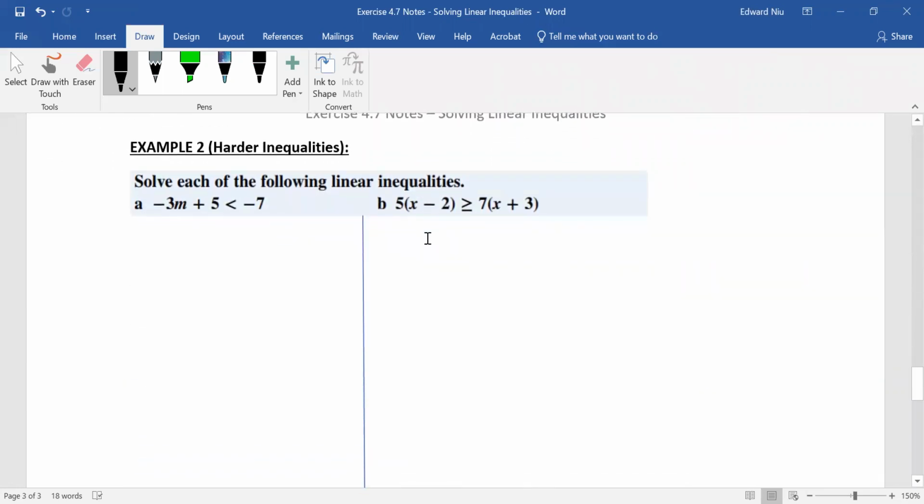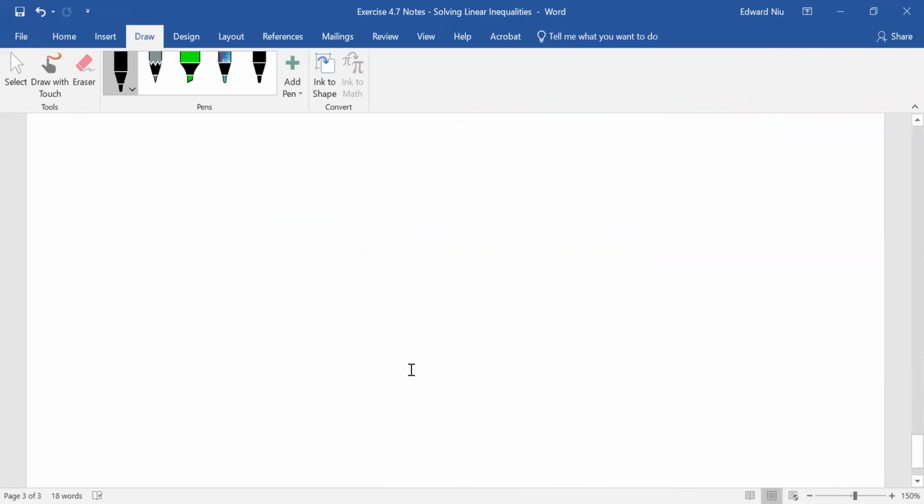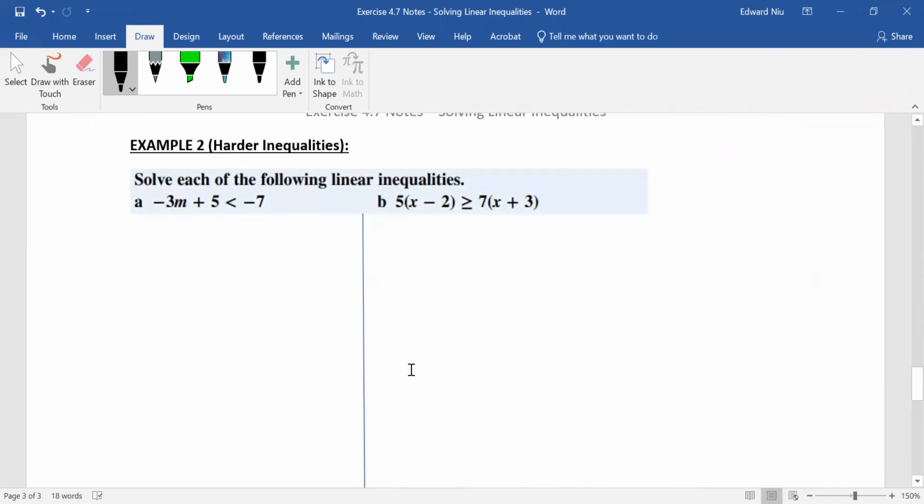Now, here's where we get some harder inequalities where we might have to divide or multiply by negatives. So what we need to notice is we still need to get the pronumeral by itself, so we still need to write our acronym as TMI. And the question just says for us to solve each of the following linear inequalities, which means we don't need to put a number line at the bottom.